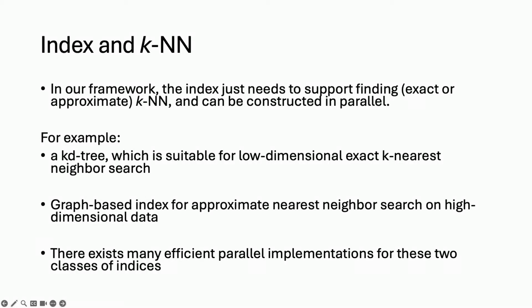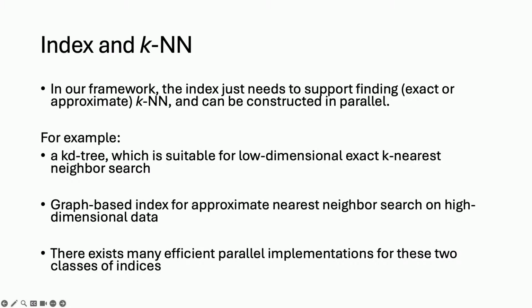OK, so as I said earlier, the index that is in our framework, it just needs to be able to support finding k nearest neighbors efficiently. These can be exact k nearest neighbors or approximate. So in high dimensions, we're going to work with approximate nearest neighbors, and therefore the clustering we get is going to be an approximation of the true clustering from DPC. We also require that the index have a parallel construction routine because we want to make sure all steps of the framework are highly parallel.